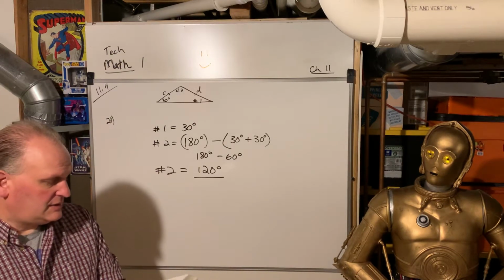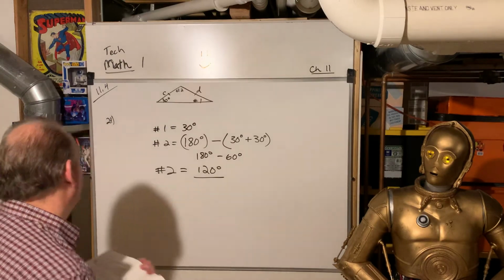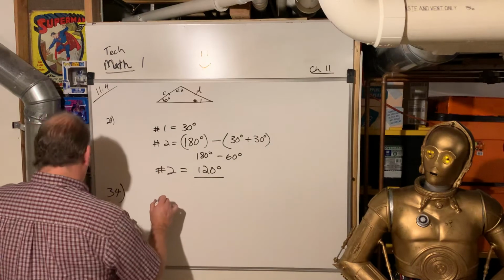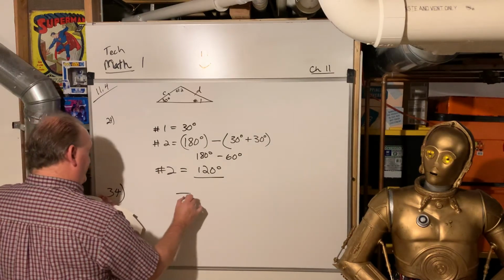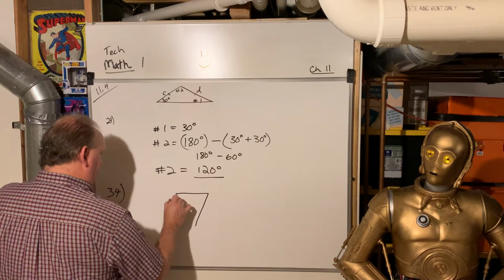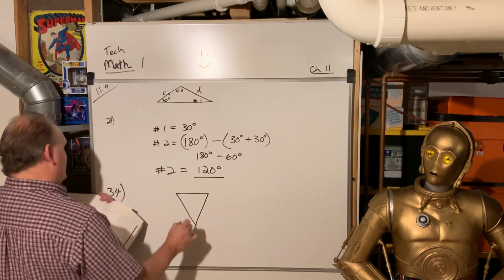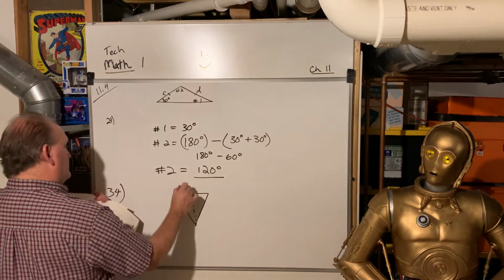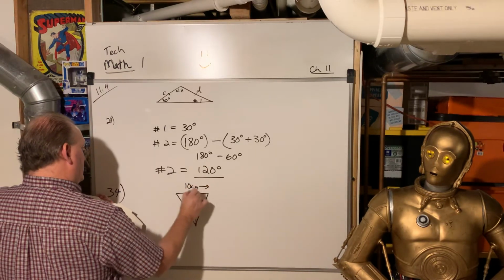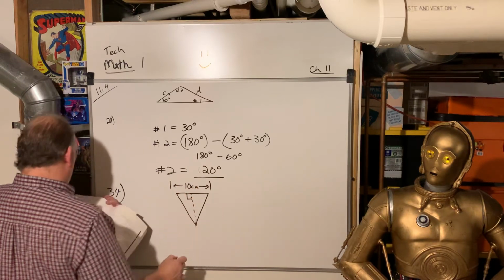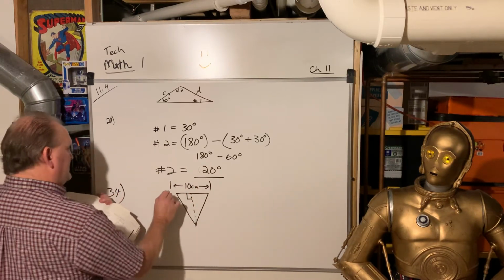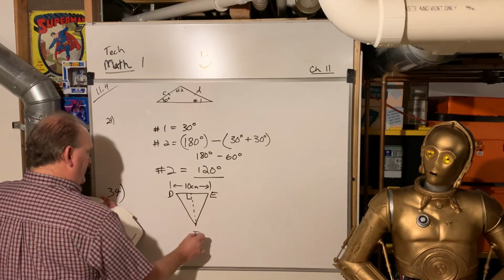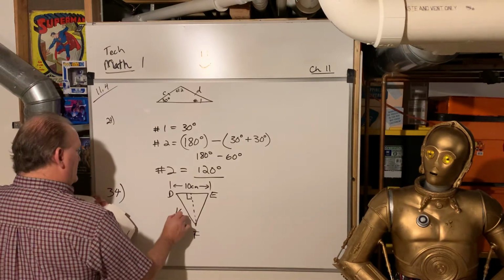And then let's look at 34. Here they've got, what do they have? I'll try to draw this one a little better. And they're saying this whole thing is 10 centimeters all the way across. And this is D and E and F. Oh, and they're saying that's 10 and this is 10 and this is 10?